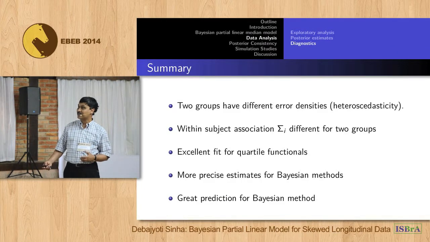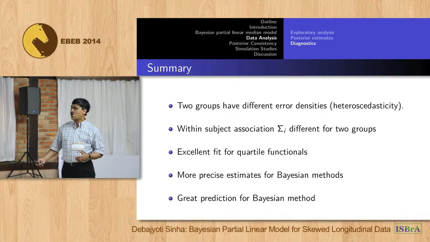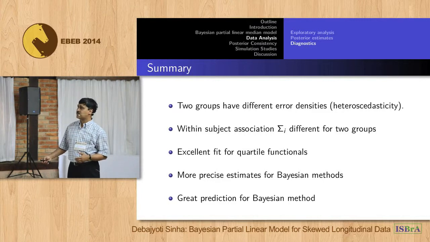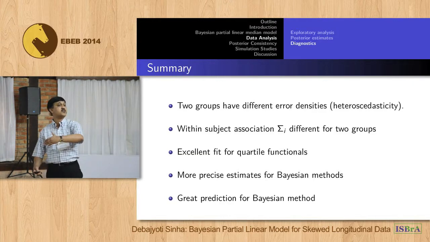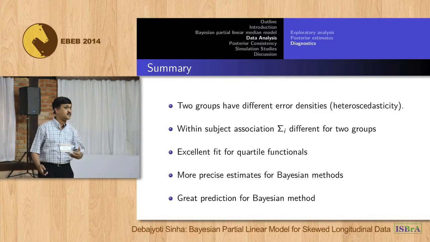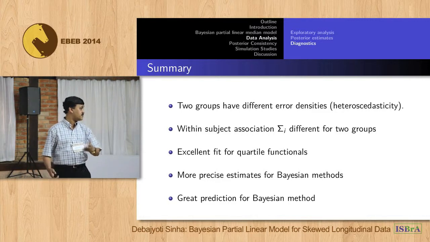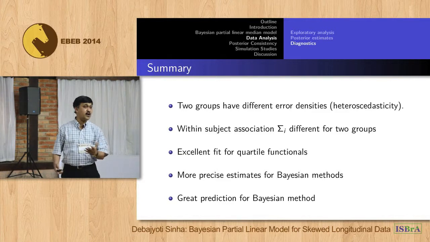And you can do predictions like this. So we got two groups with very different error densities, heteroscedasticity, which is another thing you can build in here. Within-subject association is different for the two groups, and you can do it. Excellent fit for quartile functionals, a more precise estimator for Bayes methods, and great prediction for Bayesian methods. That's what you get. Of course, we did not talk about the ease of prior elicitation, and the implementation is very easy. Our basic program is done in WinBUGS, which I thought was a major advantage.